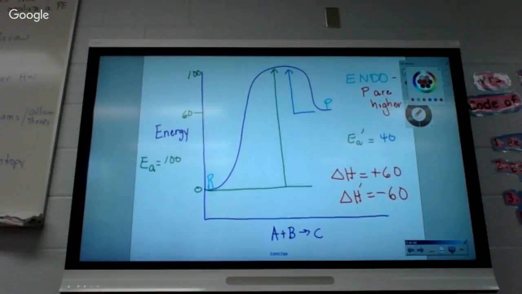That would be from negative 150 to 0, and then from 0 to 100, to 250. EAs are not negative. EA is a positive number. The only thing that's going to be negative is delta H.